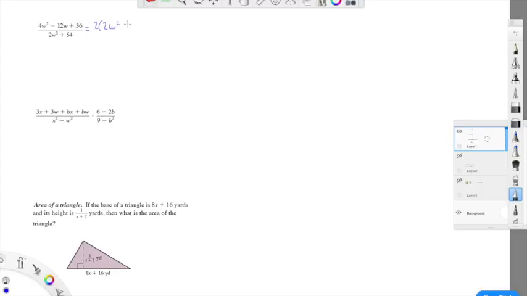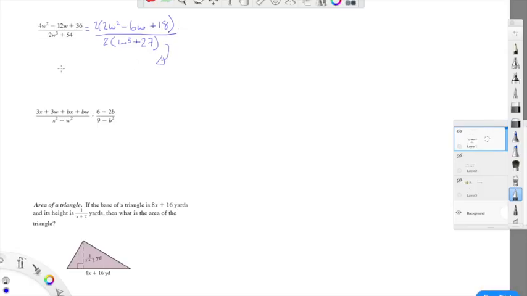So we're going to get 2 times 2w squared minus 6w plus 18 on the top. And we'll factor out a 2 on the bottom so we can get rid of that. So we'll get 2 times the quantity w cubed. Just fix the w there. W cubed plus 27. And we should notice that at the bottom there we have a sum of cubes.